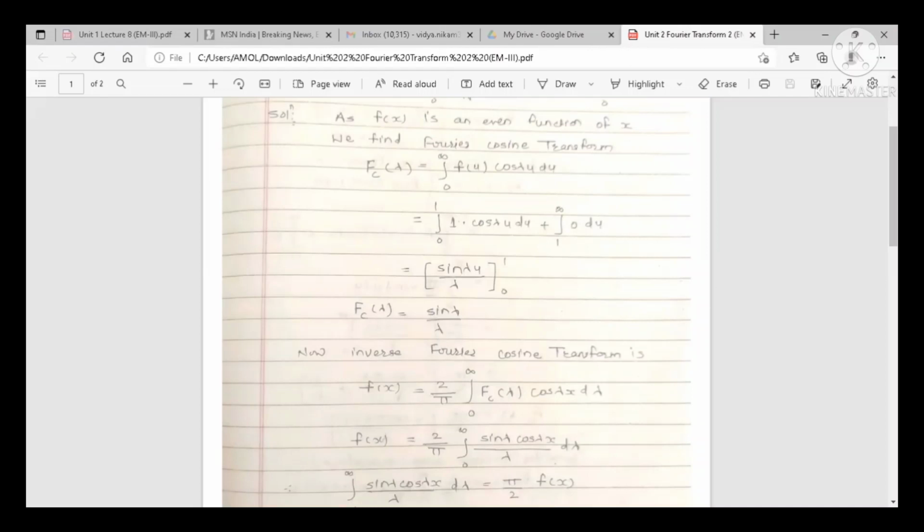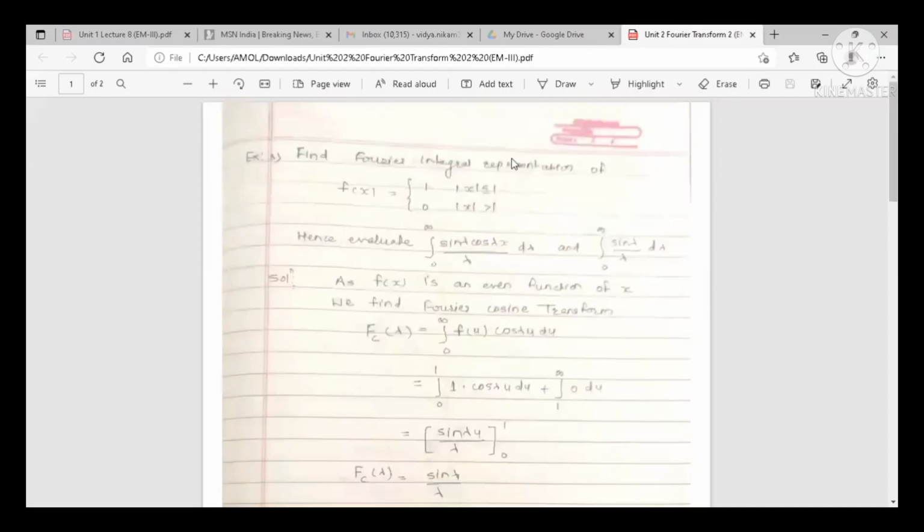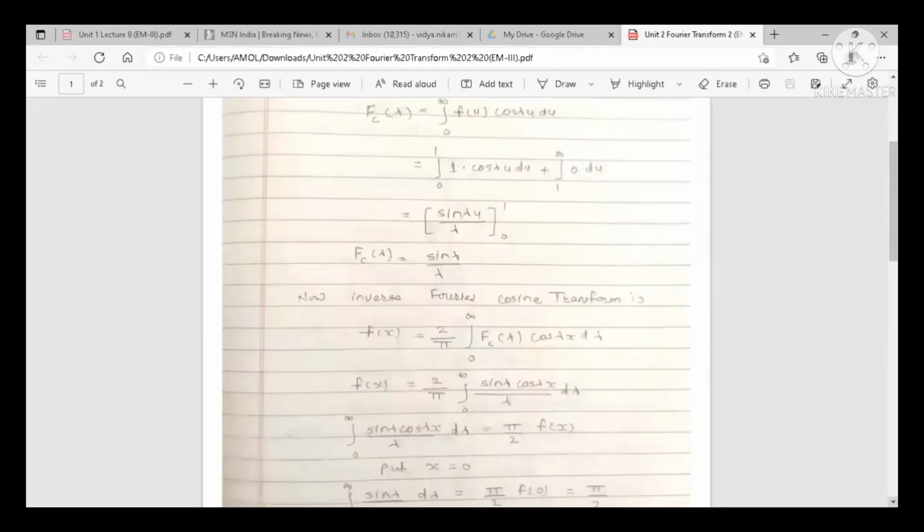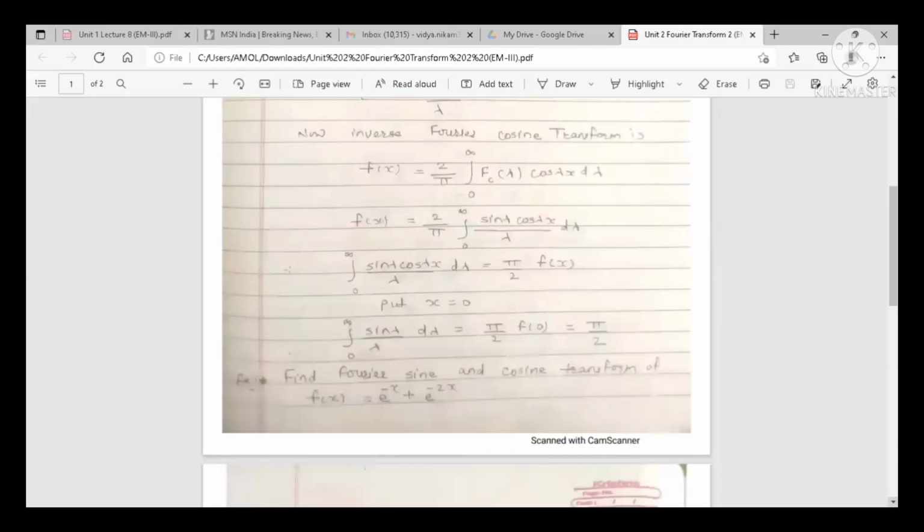Okay. Now here we want the Fourier integral representation, which means we want the inverse Fourier transform, but the function is even. So you find the inverse Fourier cosine transform, and the formula is: f of x is equal to 2 upon pi into the integration from 0 to infinity of fc lambda into cos lambda x d lambda. This is the formula of the inverse Fourier cosine transform. In the first lecture of the Fourier transform, we discussed the concept of the Fourier transform and also the formula of the cosine transform. Okay.